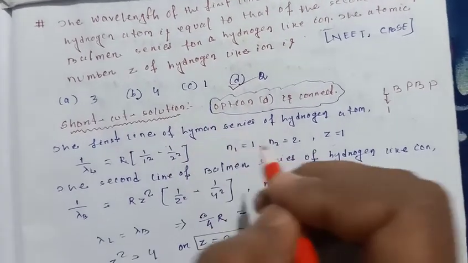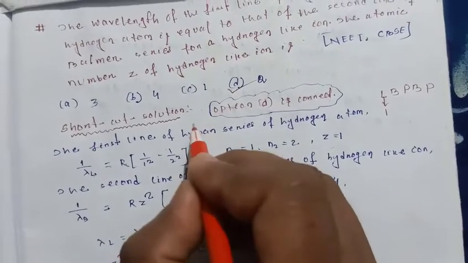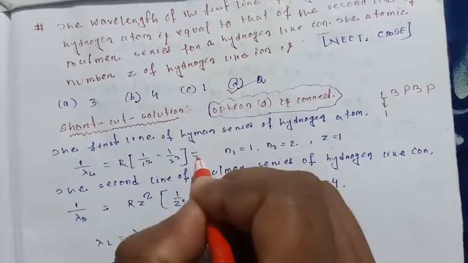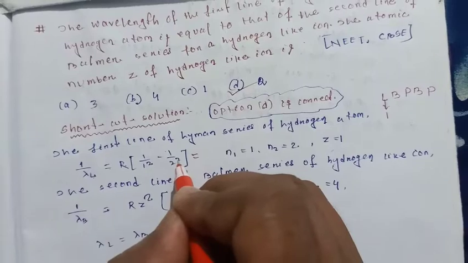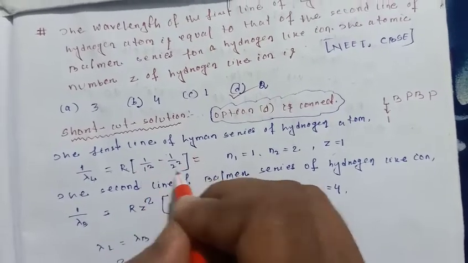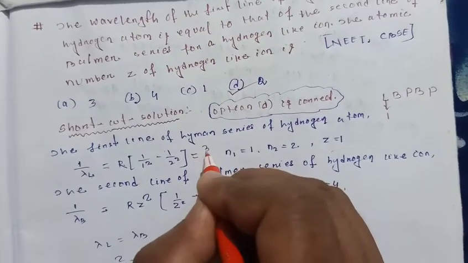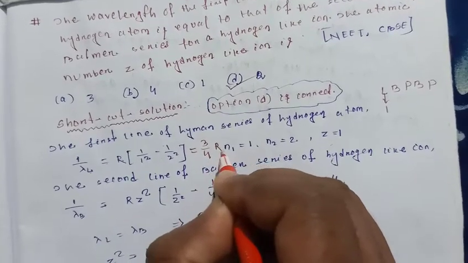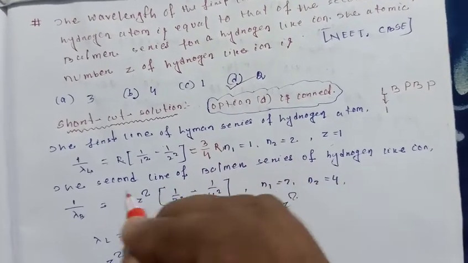Solving this, we get 4 minus 1 over 4, which is 3 by 4, so 3 by 4 R.